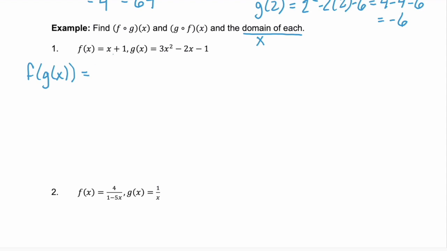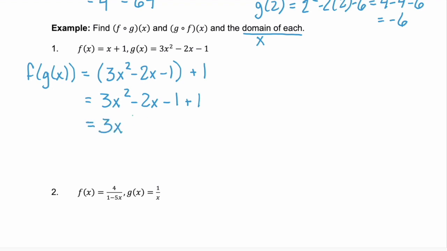So our f function is x plus 1. So every place we have an x for our f function, we need to put in the function g of x. So we're going to put in 3x squared minus 2x minus 1. That replaces our x, and then plus 1. Now we need to simplify. So this is 3x squared minus 2x minus 1 plus 1. The minus 1 and the plus 1 at the end cancel each other out, and we have 3x squared minus 2x. Now to find the domain.